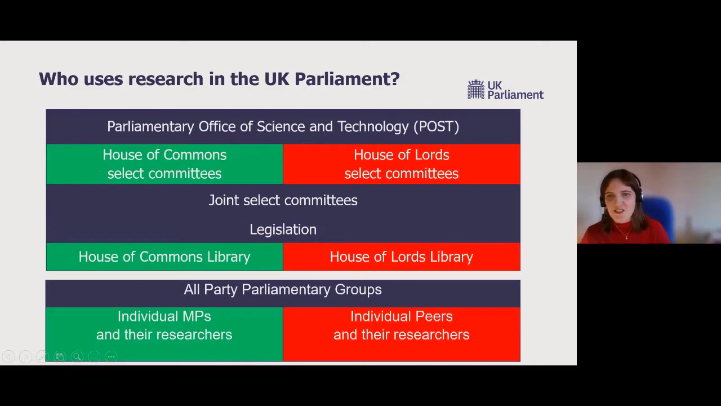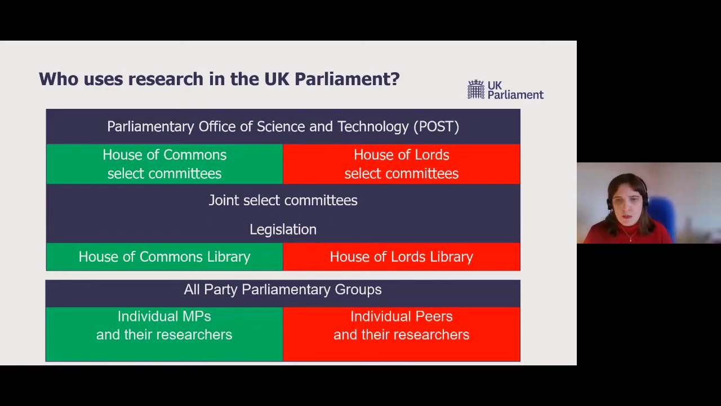Hopefully you can see on your screen a table which takes you through the different parts of Parliament that use research. So we've got POST, the Parliamentary Office of Science and Technology. We've got the House of Commons Select Committees, House of Lords Select Committees, and some joint select committees as well, which have MPs and members of the House of Lords sitting on them, those joint select committees. And we have parts of the legislative process that use research as well. We also have the House of Commons Library and the House of Lords Library using research.